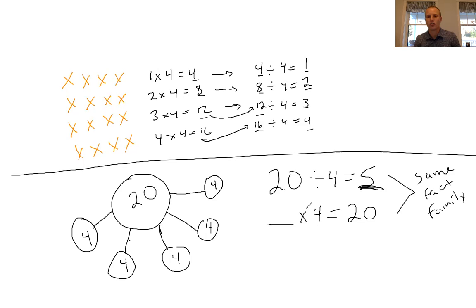Notice none of the numbers change, they just move around. They change places, and that 5 can come right over here. We have 5 groups of 4 equals 20. And we can do that for any multiplication or division sentence. It always will work that way.